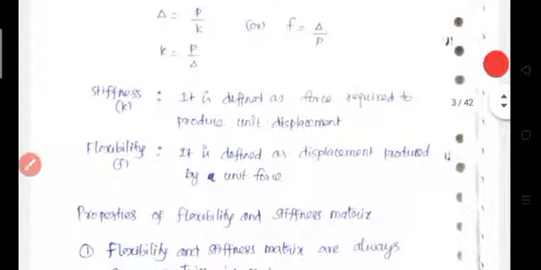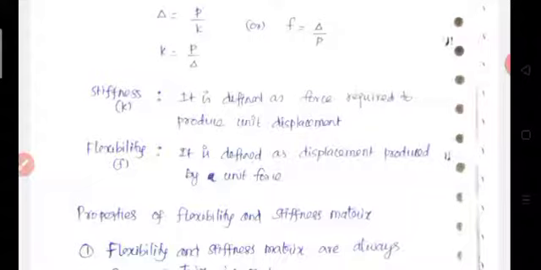Stiffness is defined as the force required or developed to produce unit displacement. Force in the sense includes both force and moment, and displacement in the sense includes deflection and rotation of the joint. So what is meant by stiffness of the spring? It is defined as the force required or developed to produce unit displacement.